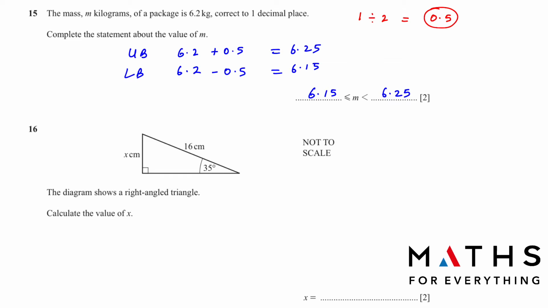Suppose you had 2 decimal places. Then also you divide by 2. Whatever answer you get, you write it. So whatever your value is there, you divide it by 2 and then you add or subtract.